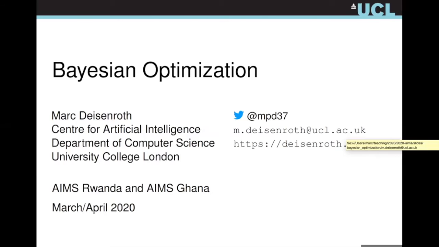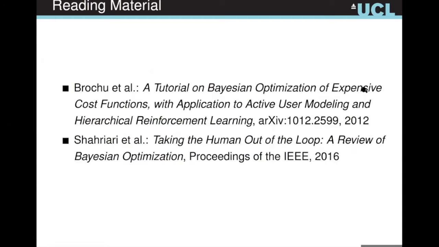So we're going to look at Bayesian optimization today. Bayesian optimization is an interesting and very important application of Gaussian processes to some problems that we actually work with every day. And I'm going to give you a little bit of background reading material.